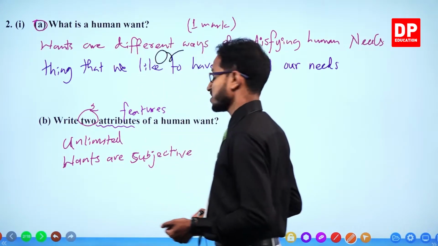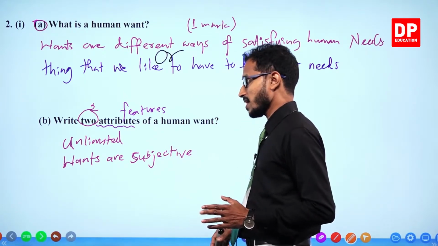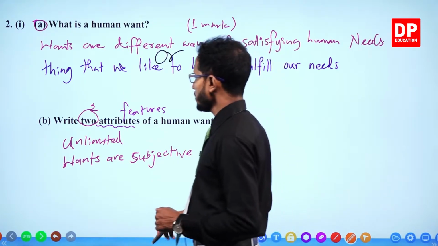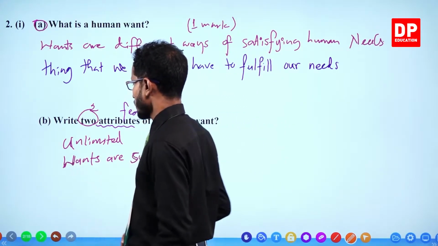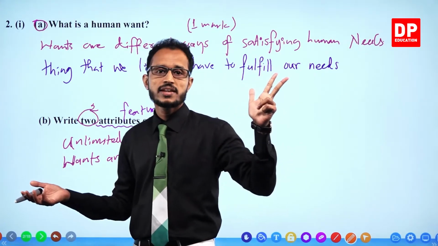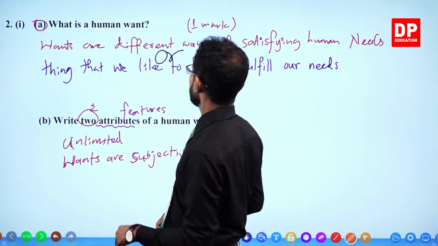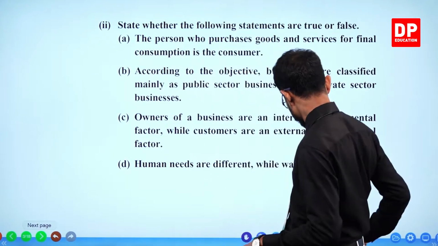Wants are subjective, right? If you want, you can write more, but they're asking only 2. Wants are unlimited, wants are subjective. And you can write wants are complex, wants are not essential, wants can be created. Of course, you're gonna earn the 2 marks. Okay.